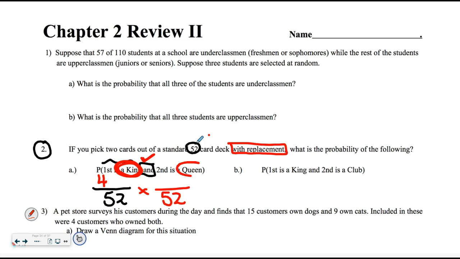Now the king went back in the deck, so it wouldn't even affect the queens. Okay, those are called independent events. But there's 4 queens as well. So one like this, you should totally get right.